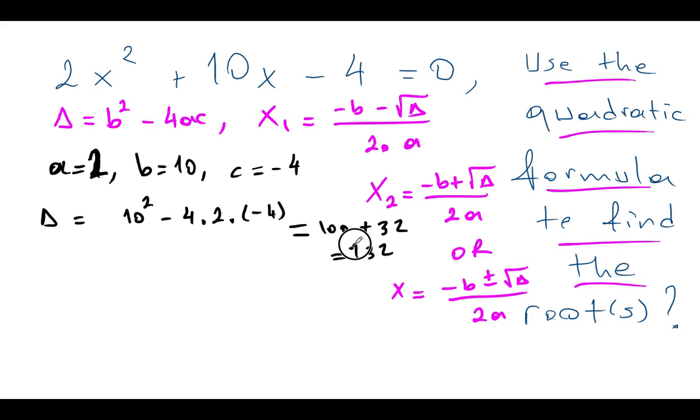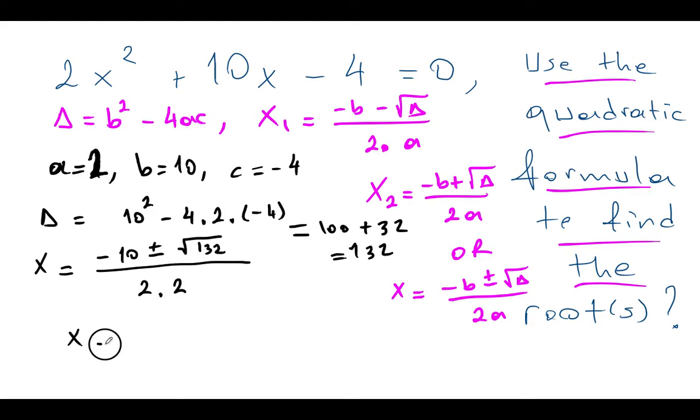Remember the previous question we did: since delta is greater than 0, there are two real roots, and delta is not a perfect square, which means not like 100, like 16, like 25. So the roots will be irrational. So how can I find these roots? In general, I can write x is equal to negative b, which is negative 10, plus minus root 132 divided by 2 times a, which is 2 times 2. So x equals negative 10 plus minus root 132 divided by 4.